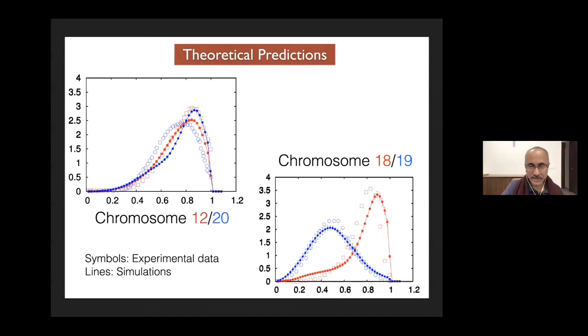So that's what the theory predicts. You can see the lines that I've now drawn through those points are my theoretical prediction. It predicts that chromosome 19 has a peak which is much more central, whereas chromosome 18 has a peak which is much more peripheral. Whereas, as expected, for chromosomes 12 and 20, I don't really expect to see much of a difference, and there isn't much of a difference in my data.